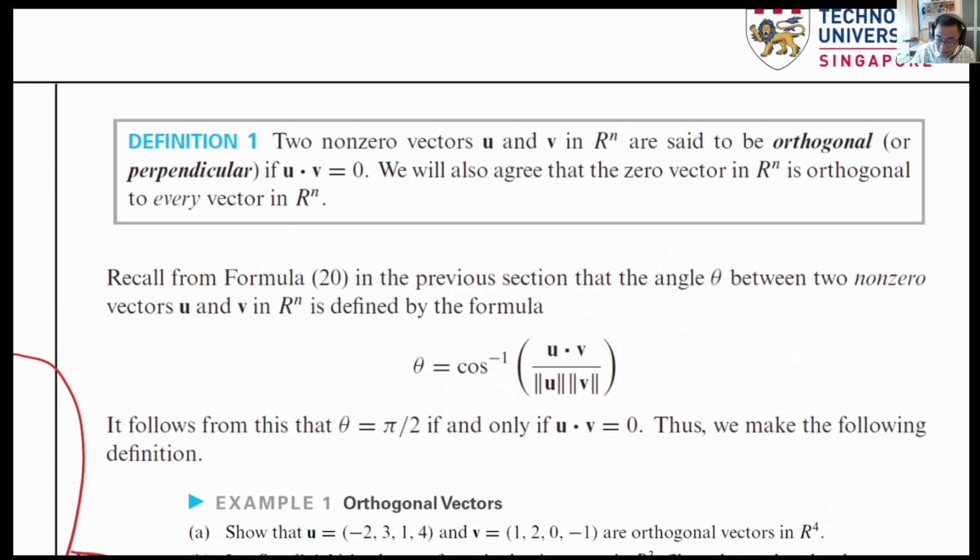So let's repeat the idea of orthogonality. When two vectors are orthogonal, it means that the angle between them is 90 degrees. In other words, the dot product between them is 0.